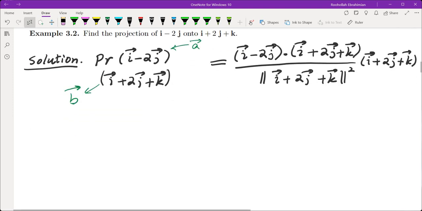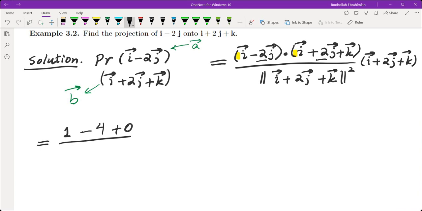Okay, so let's do the computation and we get the final answer from there. The dot product would be: you find the coefficients of i and multiply them. So the coefficient of i in the first one is 1 and the coefficient of i in the second one is also 1. So 1, and then we multiply -2, which is the coefficient of j here, and 2, so that's -4, and then the other one is 0 times 1, so plus 0.